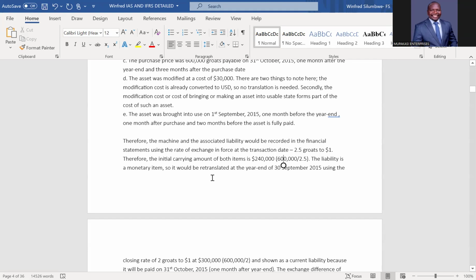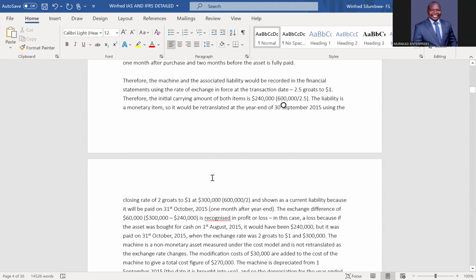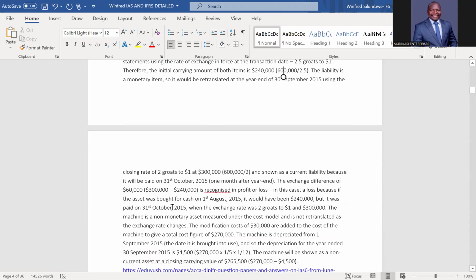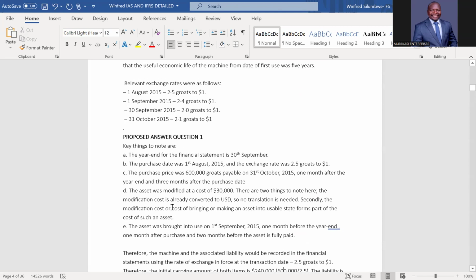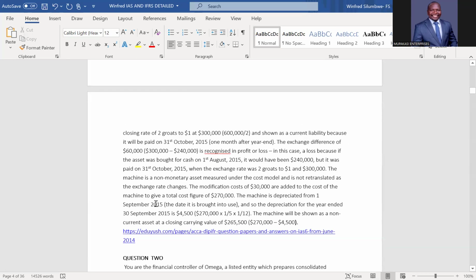It would be retranslated at the end of 30 September using the closing rate. For the payable or receivable, at the year end, they need to be retranslated at the prevailing rate. So what was the prevailing rate here? On 30 September, it was 2 groat to $1. So this will be retranslated, and it will now be 300. Are we getting there now?